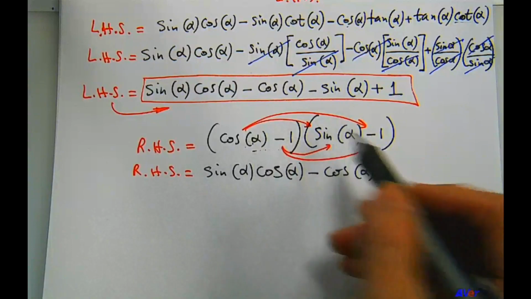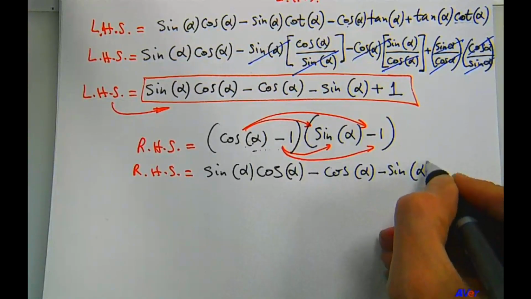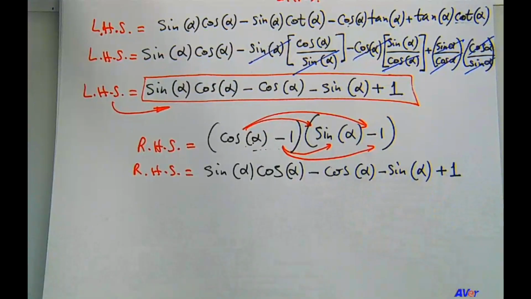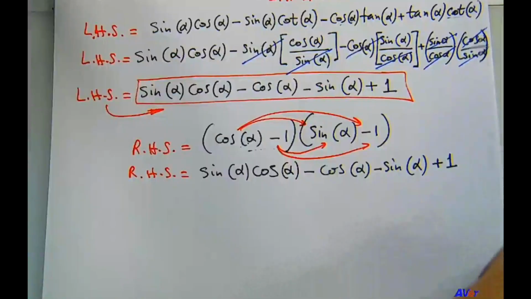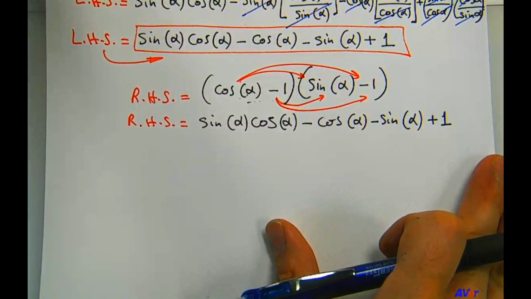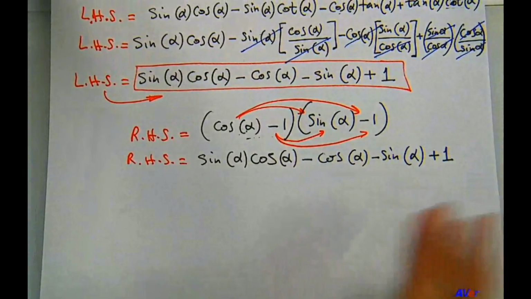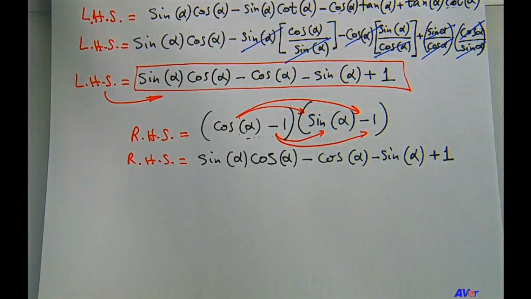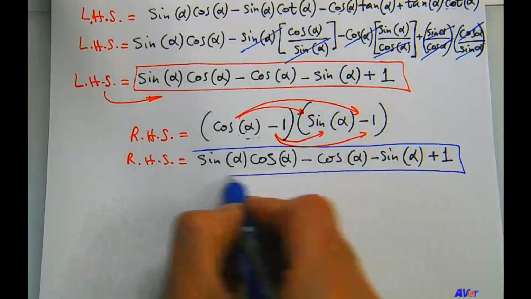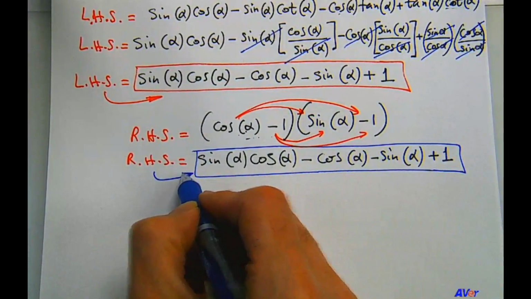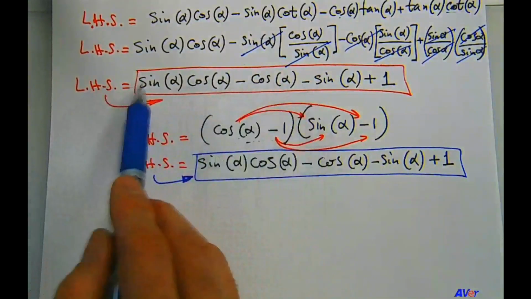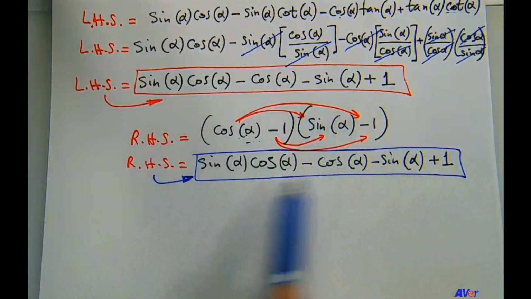Then minus 1 times sine alpha is minus sine of alpha, minus 1 times minus 1 is plus 1. Right? That's after foiling that. So let's see what do we have. Well, we're done, right? So let's compare all of this for the right-hand side with that. Compare these two equations. This is the left-hand side. This is the right-hand side. Compare them.